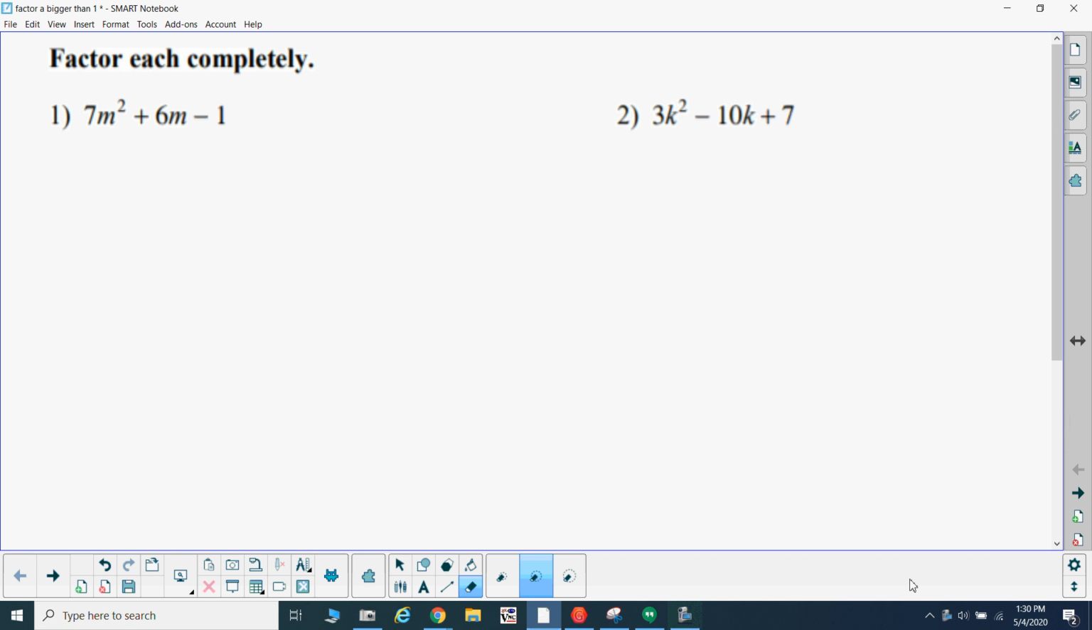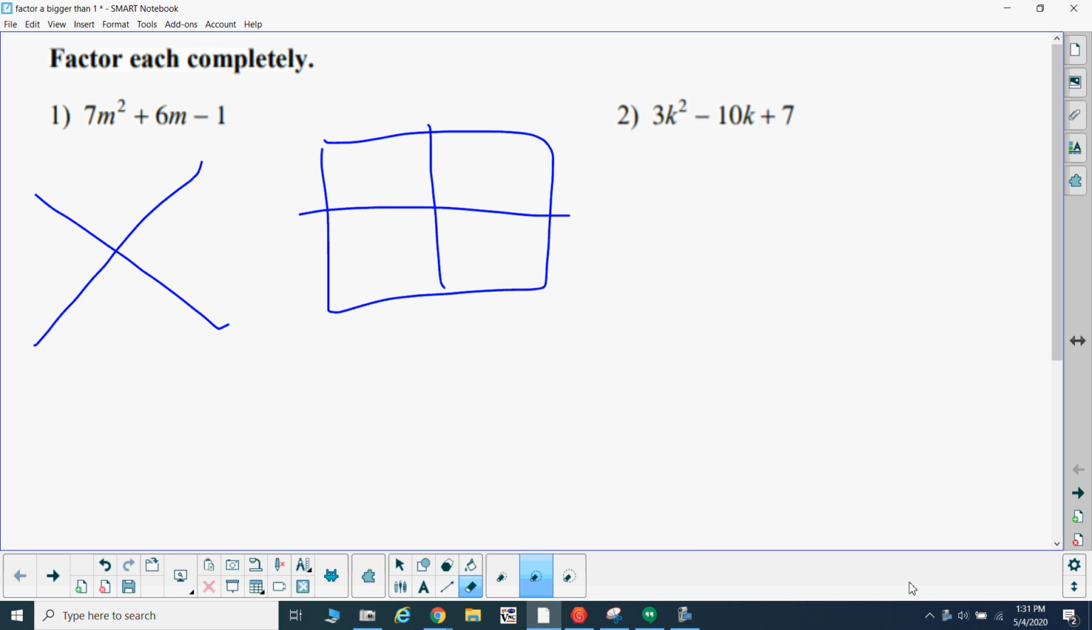Here's another worksheet of factoring when the a, the number in front of the first variable squared, is larger than 1. So here we have some examples. The 7m squared, so a is 7, not 1, plus 6m minus 1. I'm going to show you two ways. First way is this, which should look familiar to all of you.